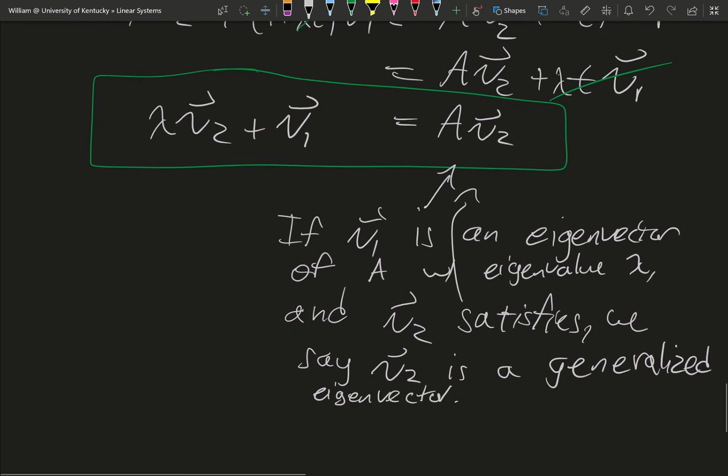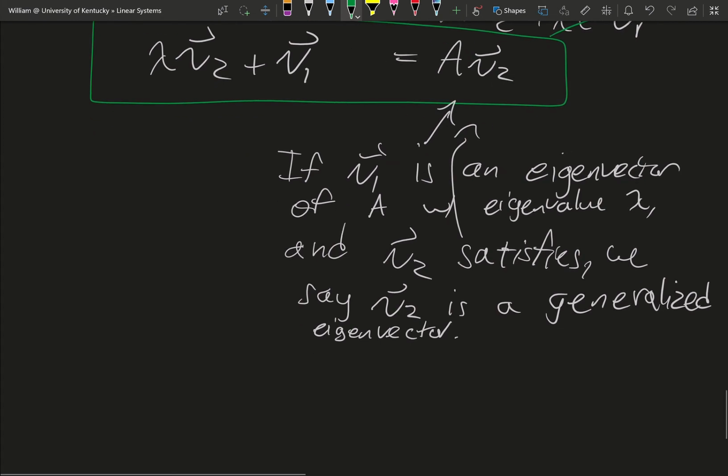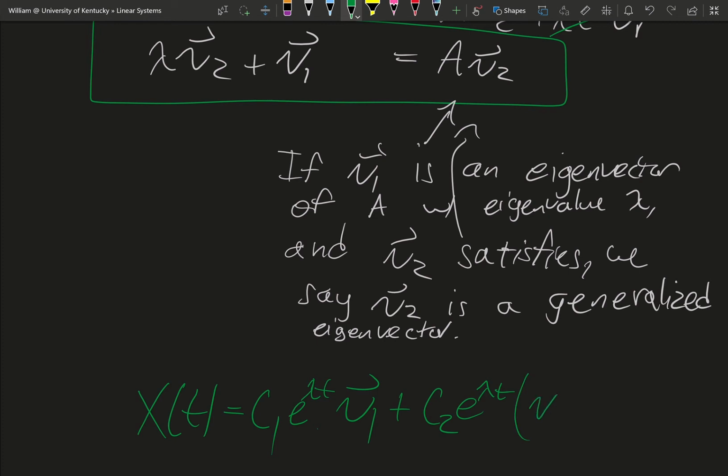And then we see that our solution is going to look like this. So in general, what we have is c1 e to the lambda t times our eigenvector V1 plus c2 e to the lambda t times (V2, our generalized eigenvector, plus t V1).